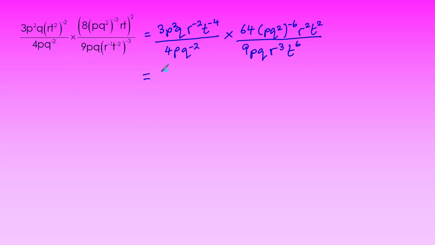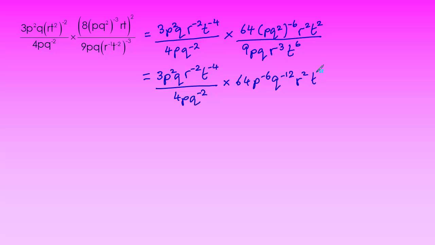Now, before I go ahead and start simplifying, I'm going to just rewrite the whole thing down, except for this bit here. I'm going to sort this bit out. This is the only bit that needs to come out of a bracket. So we've got 4p q to the negative 2, and then we'll have 64 p to the negative 6, q to the negative 12, r squared t squared over 9 pq r cubed t to the 6.